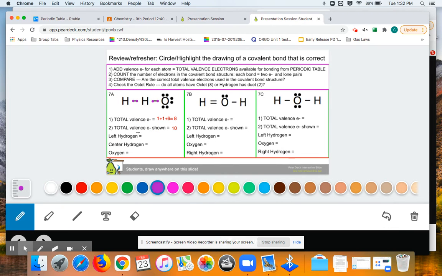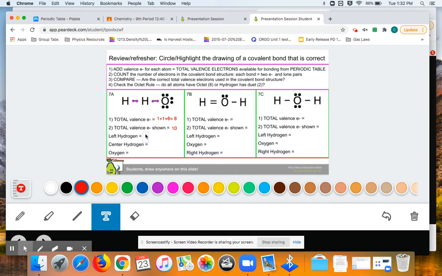But I'm going to finish it just so you know what the next steps are. Step 4: check the octet rule. Do all atoms have 8, or hydrogen have a duet of 2 valence electrons? So I first need to look at the left hydrogen. It wants to have 2, and I need to see, does it have 2? I'm going to use a different color so those don't blend. I am circling H and any of the electrons attached to it. Notice there are 2 electrons attached to that left hydrogen. That checks out. That hydrogen has a duet, so it's good.